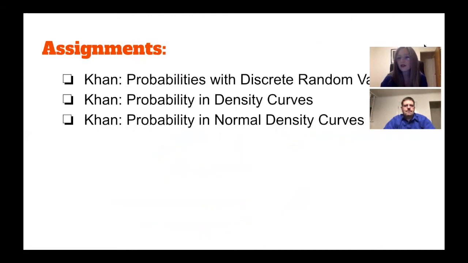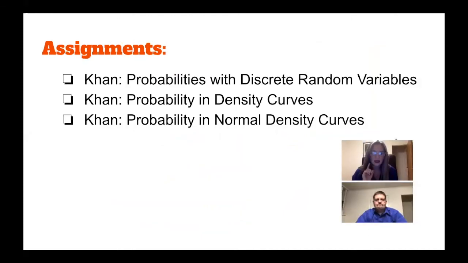Okay, so you have 3 assignments to work on tonight: your probabilities with discrete random variables, your probabilities in density curves, which is what I just showed you, and your probability in normal density curves, which you're going to need your calculator for. So this is probably tables, this one I just showed you, and this one is your normal CDF.